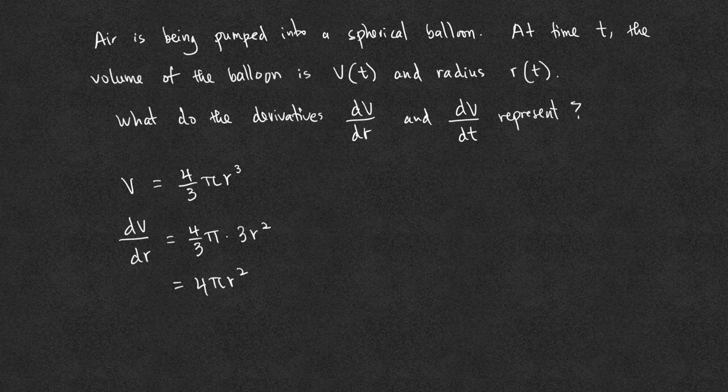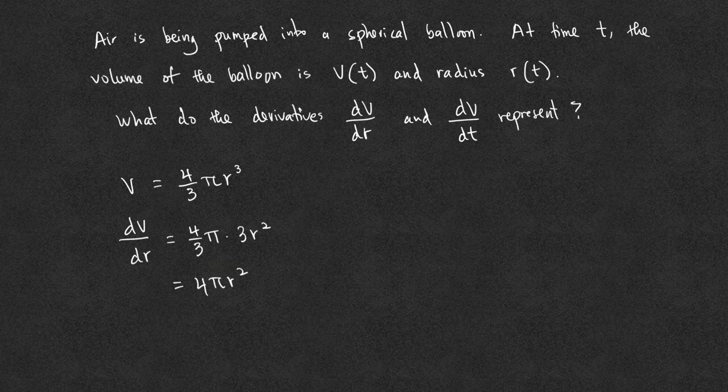What does it represent? It represents the rate at which the volume is changing with respect to the radius, meaning if the radius increased by 1 unit, the volume would change by 4 pi r squared.